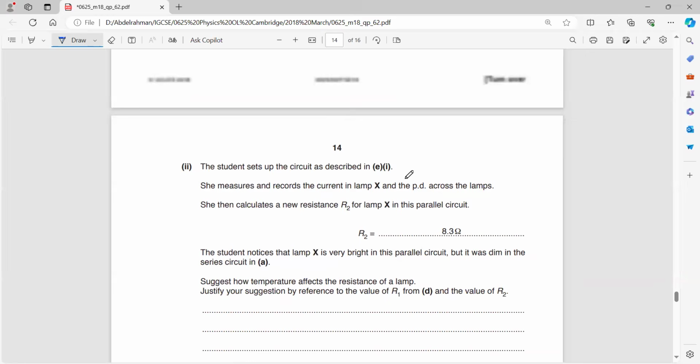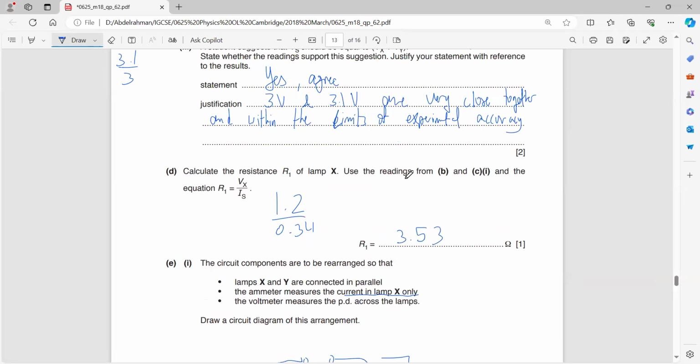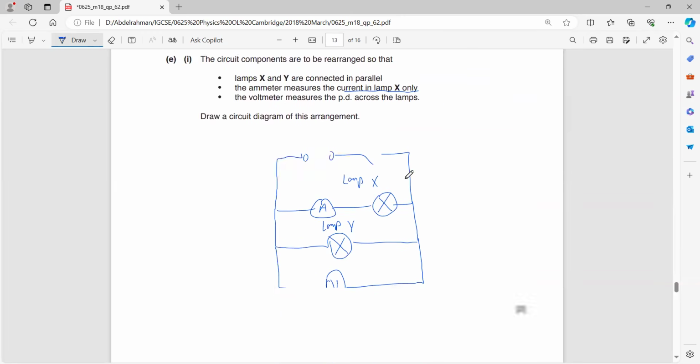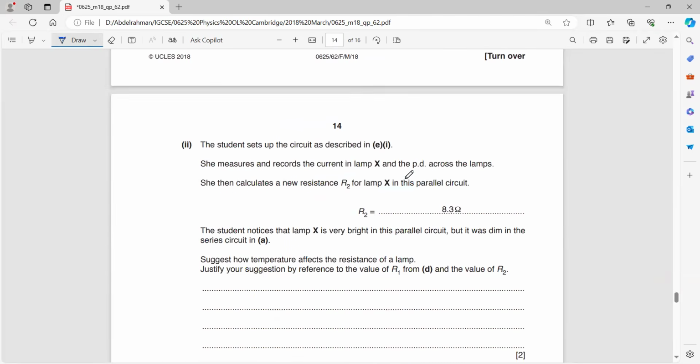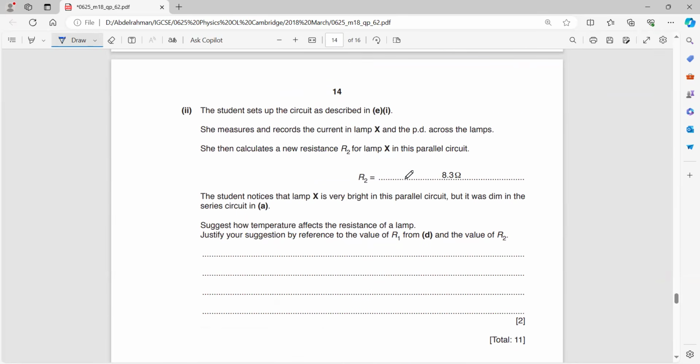Okay. R1, what was R1? 3.53. R2 is 8.3. Okay. It's now 8.3. That's like 2 or 3 times the initial resistance. Now, lamp X is very bright. It is very bright at this instant.